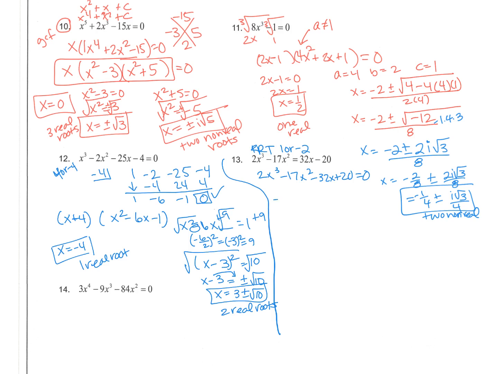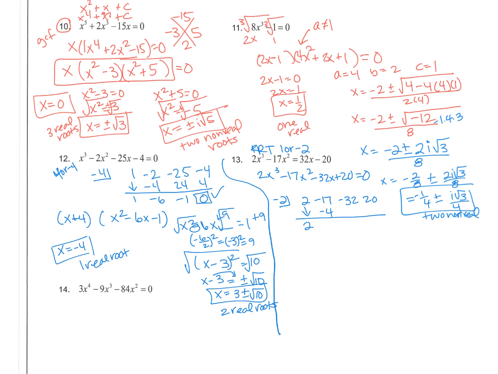And so when I set up my synthetic division with the negative 2, I have 2, negative 17, negative 32, and 20. I'm going to bring down my 2 and start my process. 2 times negative 2 is negative 4.